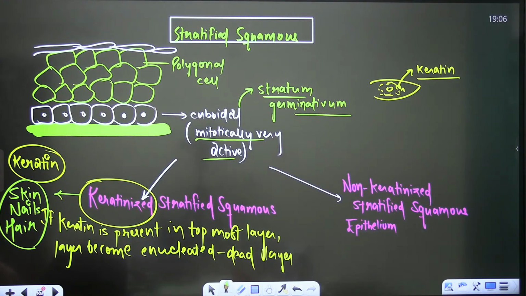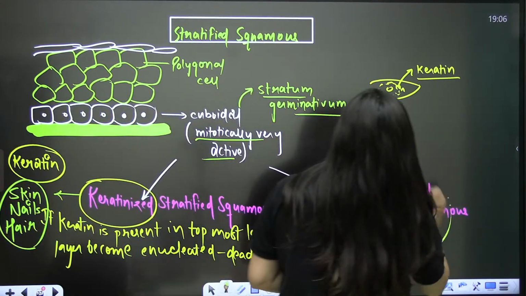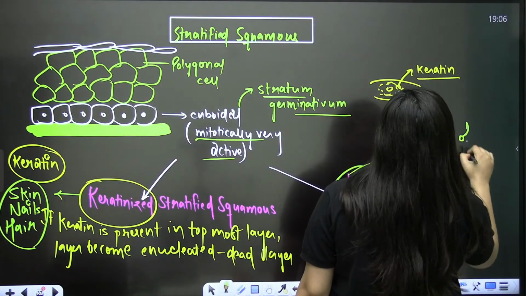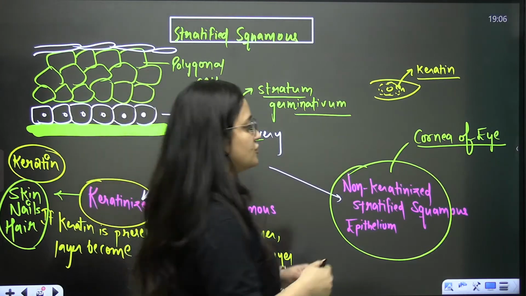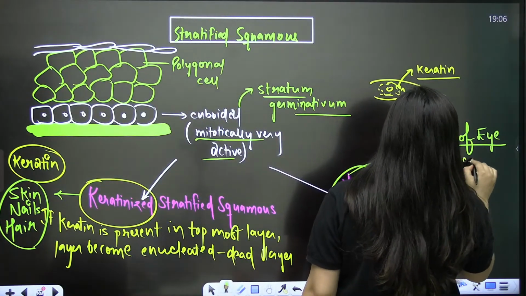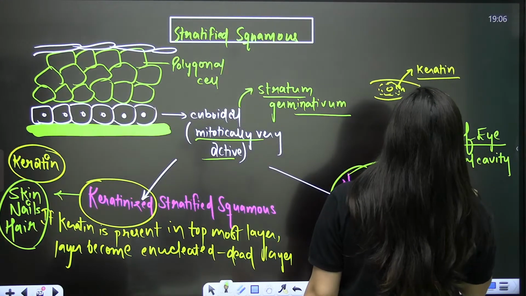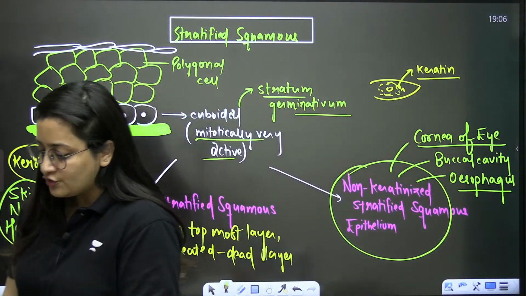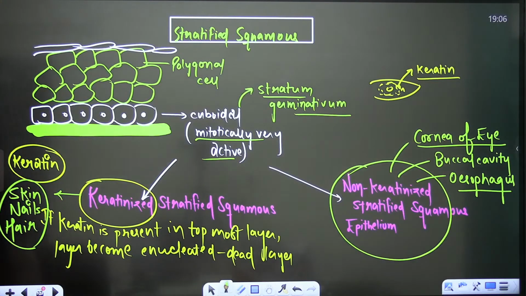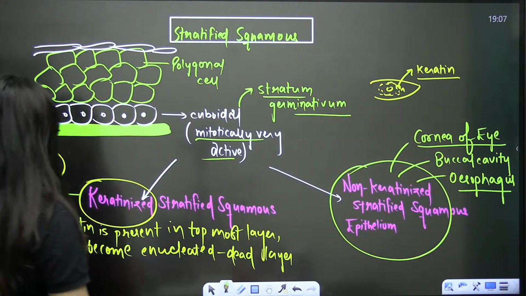So if keratin protein is not there, outermost layer is living. So here you have the example of cornea of eye. Cornea of eye is multi-layered and it is not having the keratin. So the topmost layer is living, it is not dead. And buccal cavity, esophagus. So they all are non-keratinized stratified squamous. Fine, non-keratinized stratified squamous. Done, bache? Yes, is it clear? Sure?